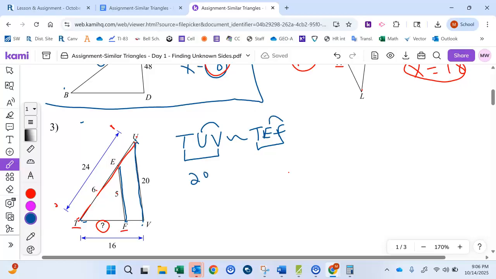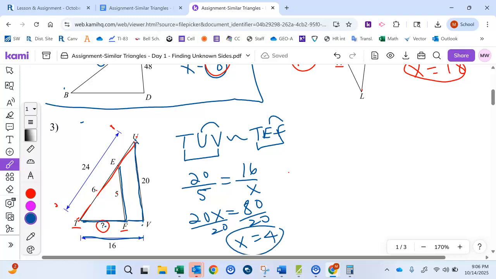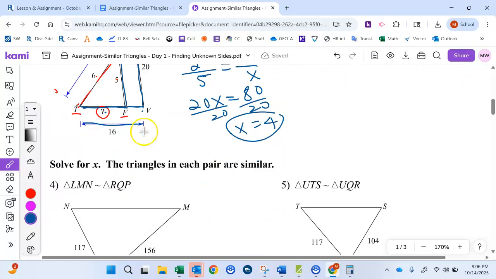So that means 20 divided by 5 is equal to what? Well, this one here corresponds to that. Then we could do, the bigger one is 16 from here to here, but we need this one. So that's our X, right? So we can do cross multiplication. We get 20x equals 80, divided by 20, X equals 4. So that's how you do that kind of problem there, okay?